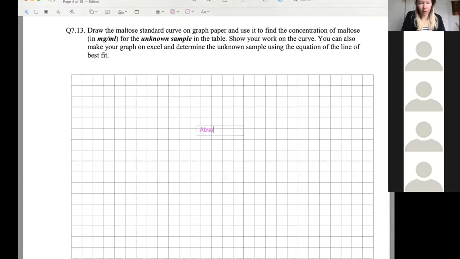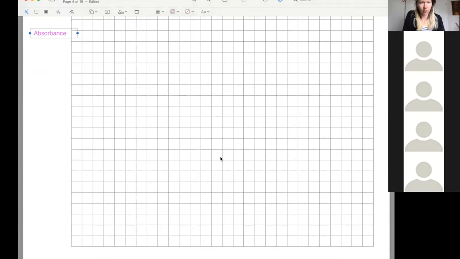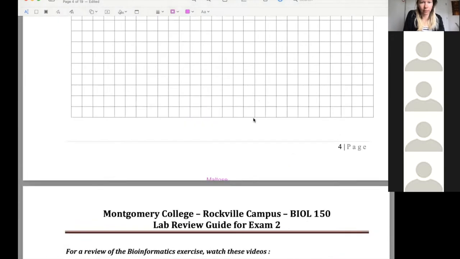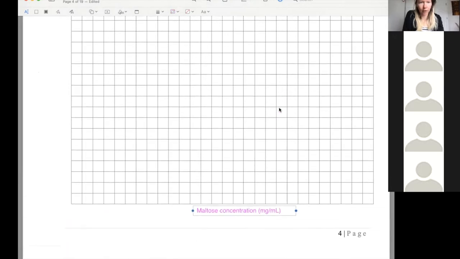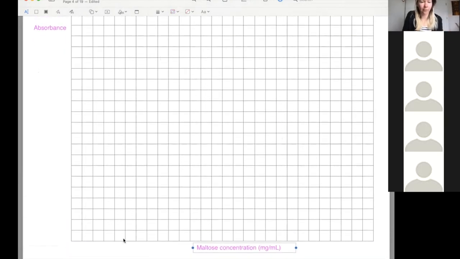So let's see, we've got absorbance on our y-axis. Maltose concentration, always want to include your units, on the x-axis. Okay, and if we were to draw out this graph, since we know it's a positive linear relationship, it would look something like this. It's not a straight line. So as we increase our maltose concentration, we're also going to be increasing the absorbance.